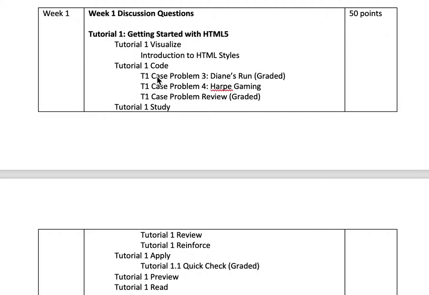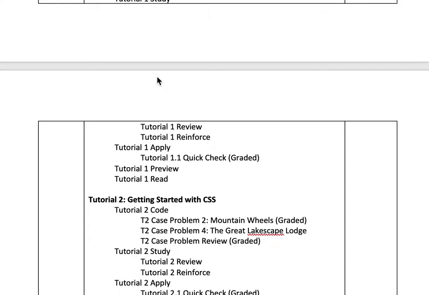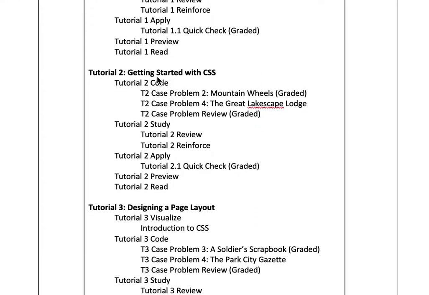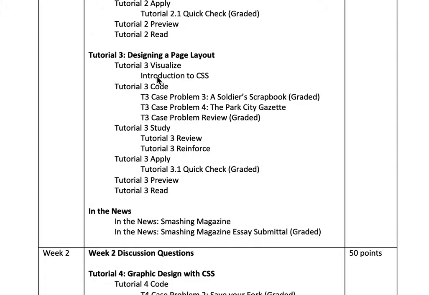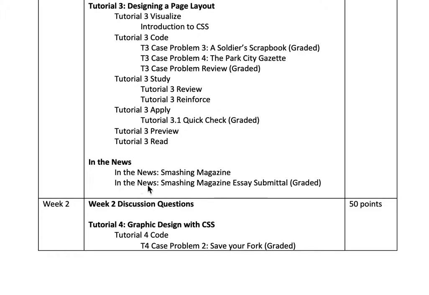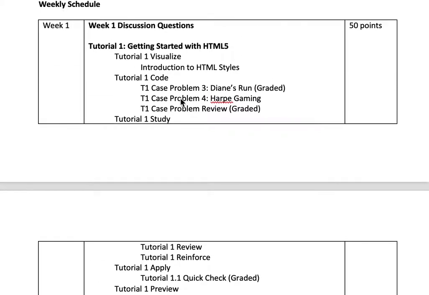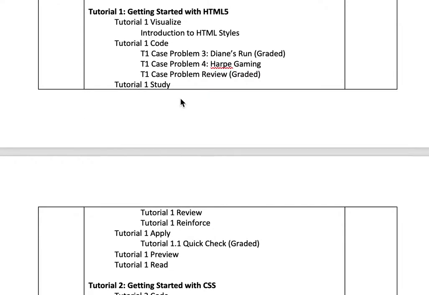So in week 1, if I scroll up and down, we've got tutorial 1, tutorial 2, tutorial 3, and an in the news section. So we have 3 major items to do. Tutorial 1 is getting started with HTML5, and there's some items on here that you'll be able to click through on the screen.